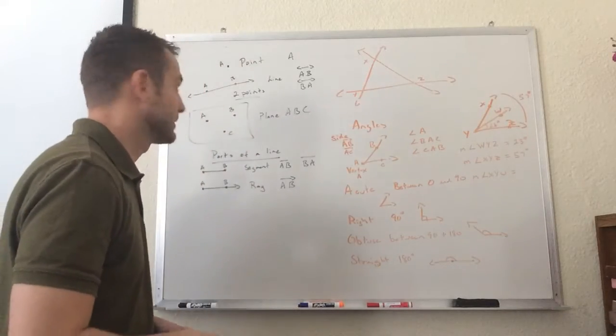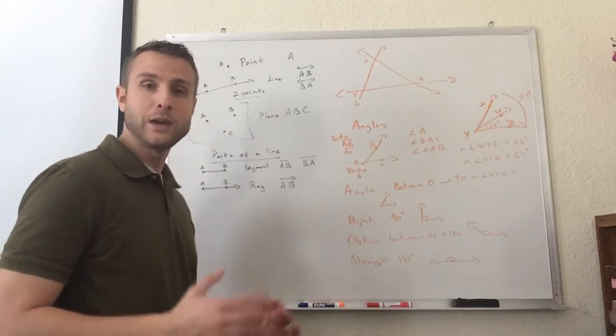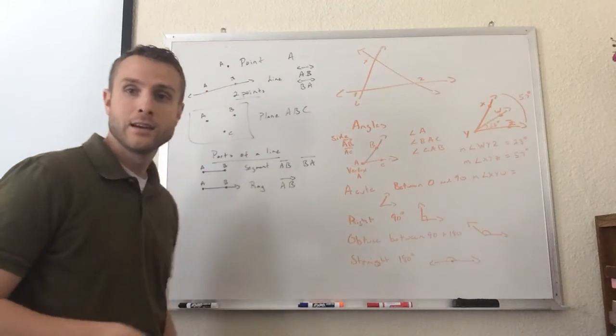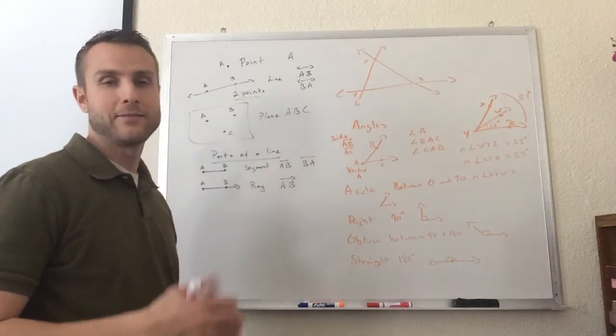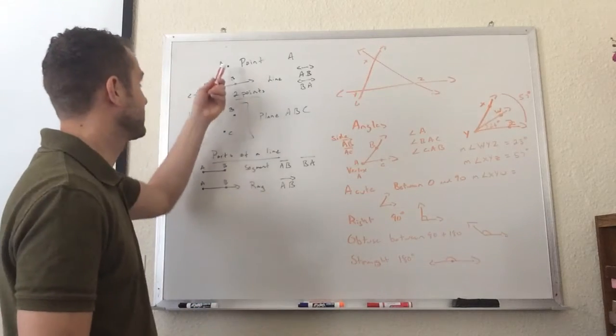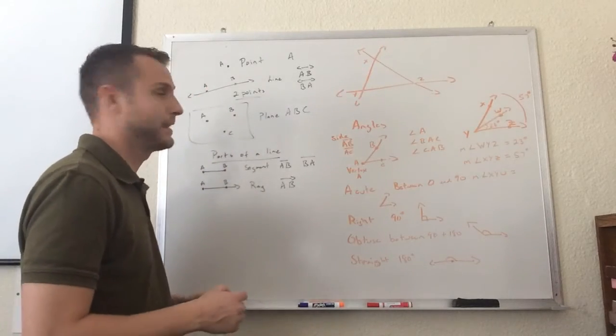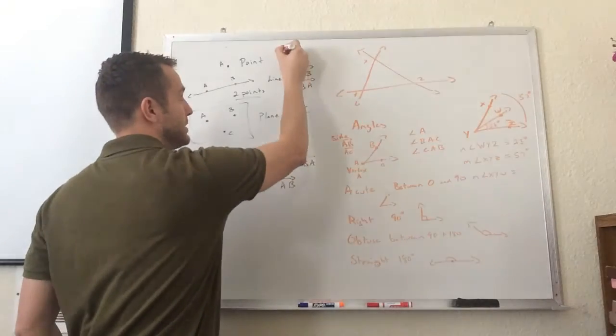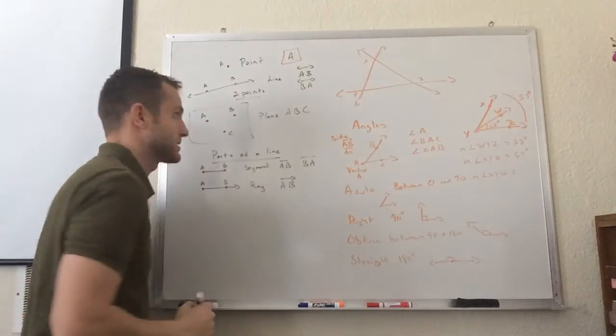So first of all, let's go over three of the most basic things in geometry. The first is a point. Now technically a point doesn't have any size, but we represent it by just a dot and then a letter. We call that a point. So if I want to name the point, all I do is use the letter that the point represents.